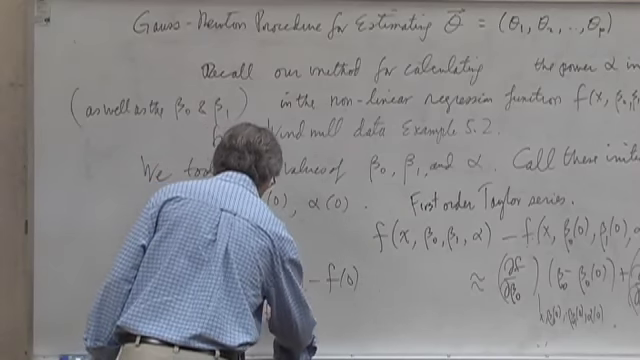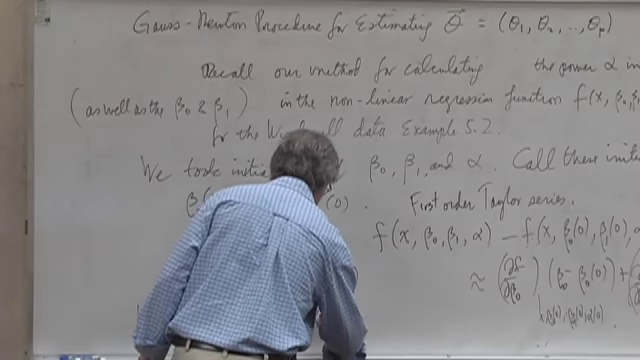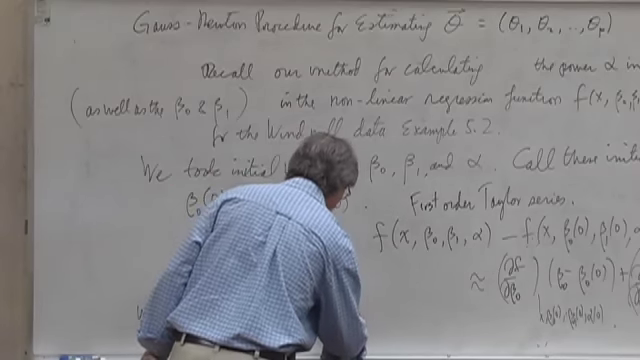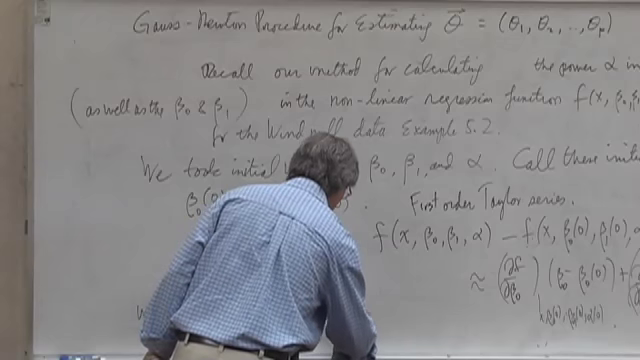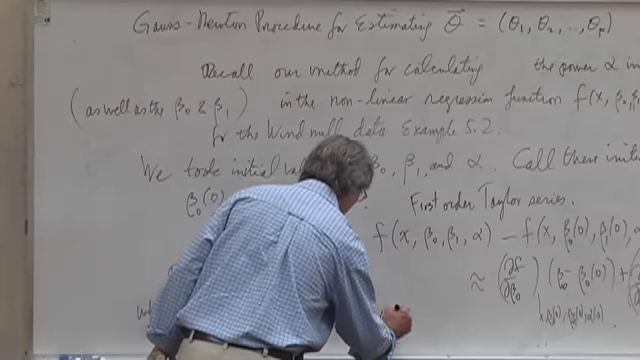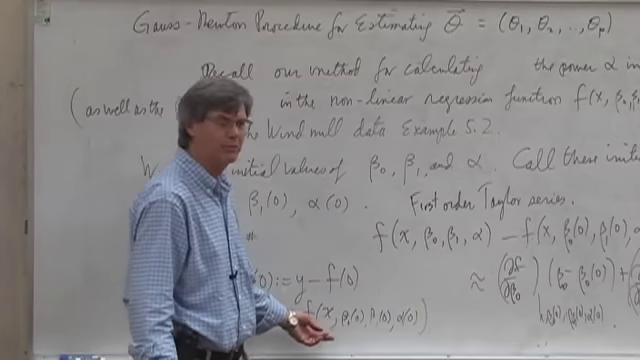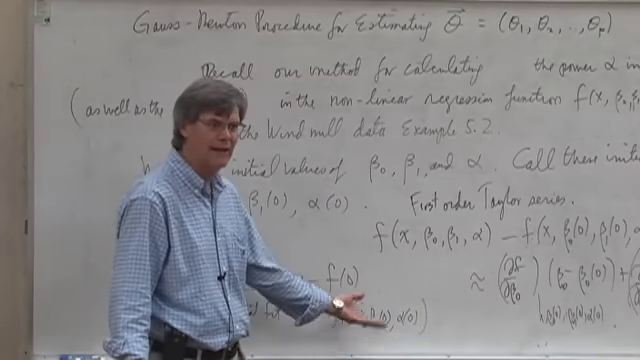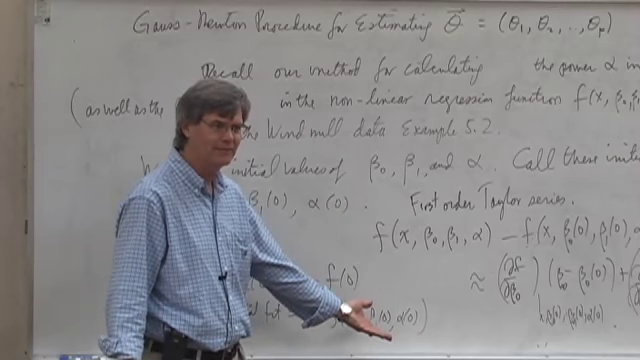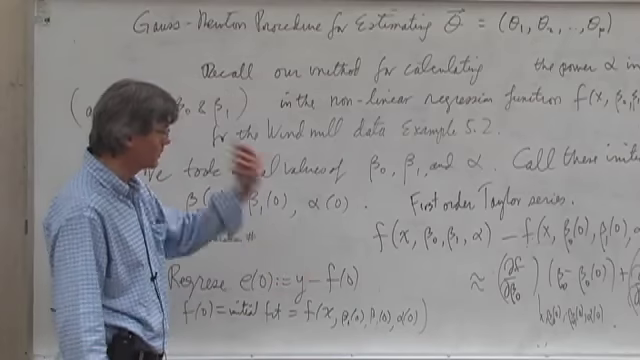I'm not putting in all the parameters, but it's going to be equal to f of x, depending on the ith observation, beta 0, 0, beta 1, 0, and alpha 0. So in the case of the windmill data, this simply was the linear regression model, beta 0 hat plus beta 1 hat x. That's what f0 is. It's just the predicted value for the simple linear regression.